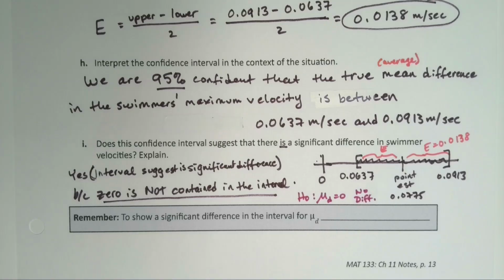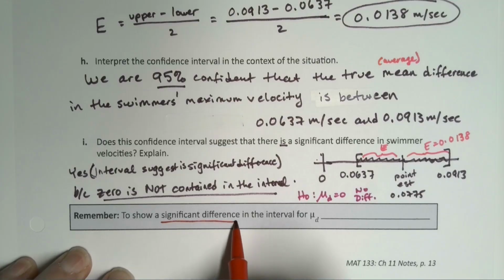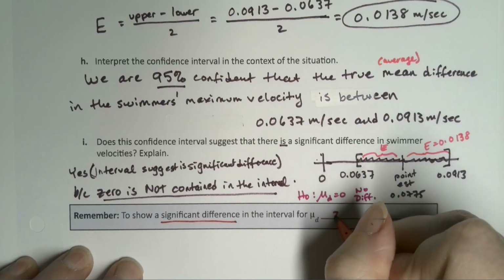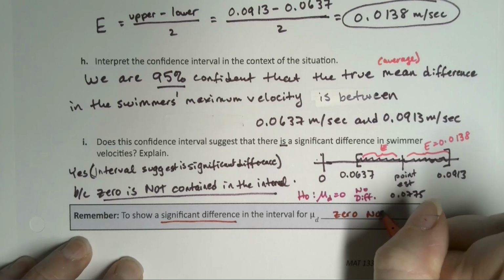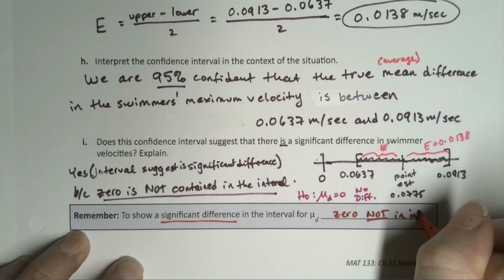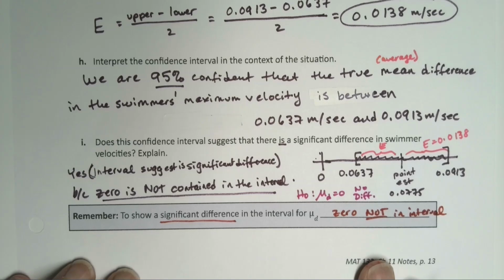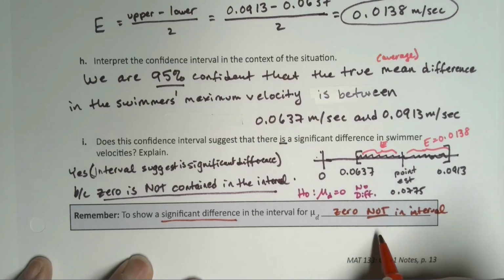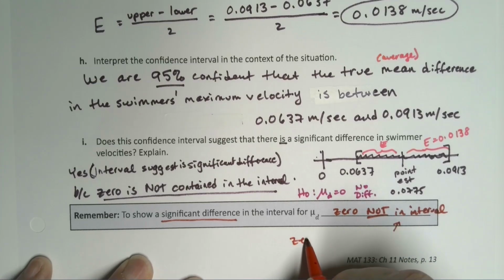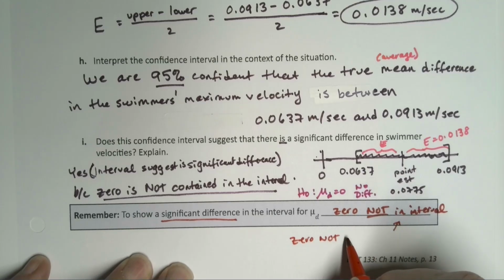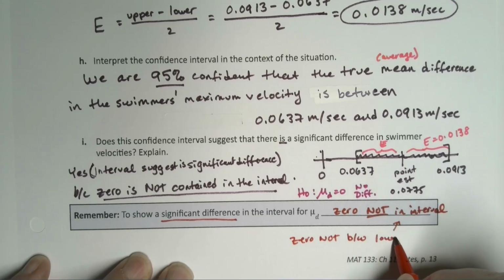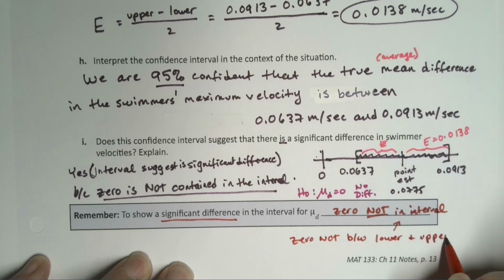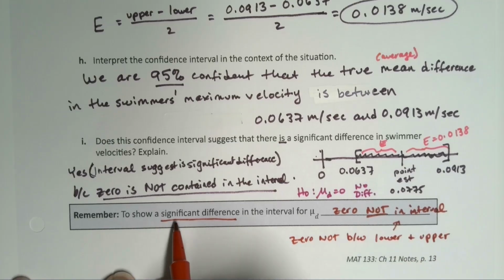And that's a review of something we already saw in the previous section. If you're going to show that there's a significant difference, then you have to have 0 not in the interval. It cannot be that 0 is between your lower and upper. That's what it means by in the interval. If that's the case, then there is a significant difference.